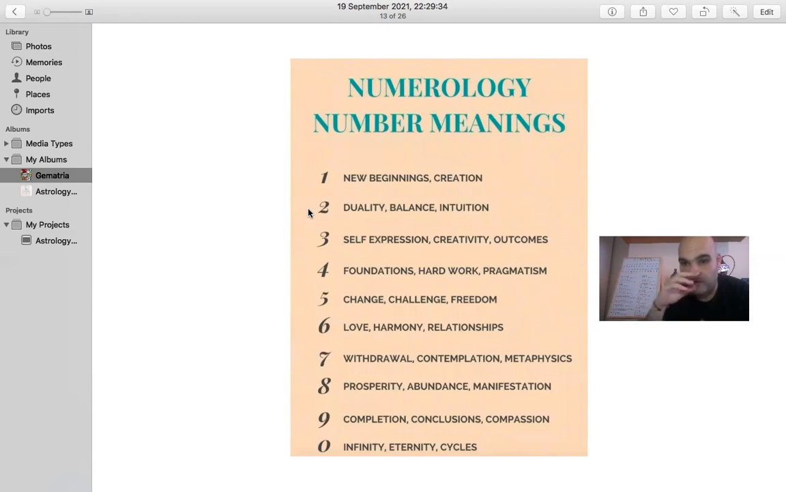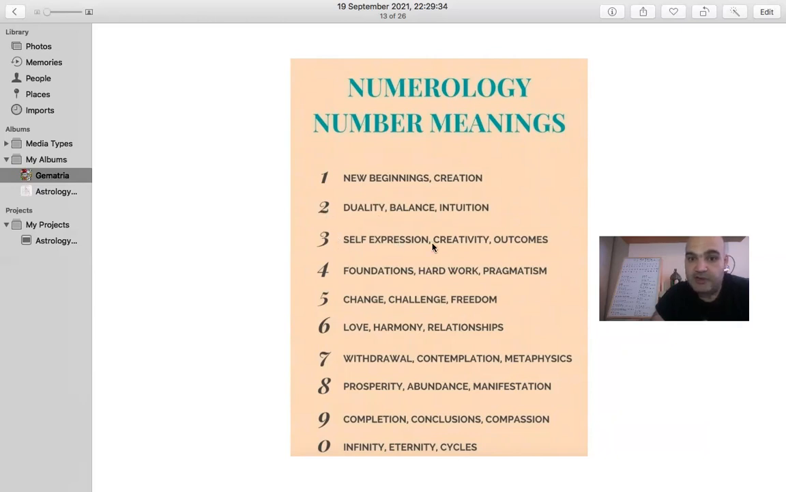So moving on, this is just the basic meanings of each number 1 to 9, and we're going to go through what they mean, and we can see that there's correlation with this and also the zodiac. So the number one's meaning is new beginnings and creation. So this would obviously relate to the signs of Aries and Capricorn. Aries being number 1 and Capricorn being number 10, which would be reduced to 1. Duality, balance, intuition, number 2. So this would relate to Aquarius and Taurus.